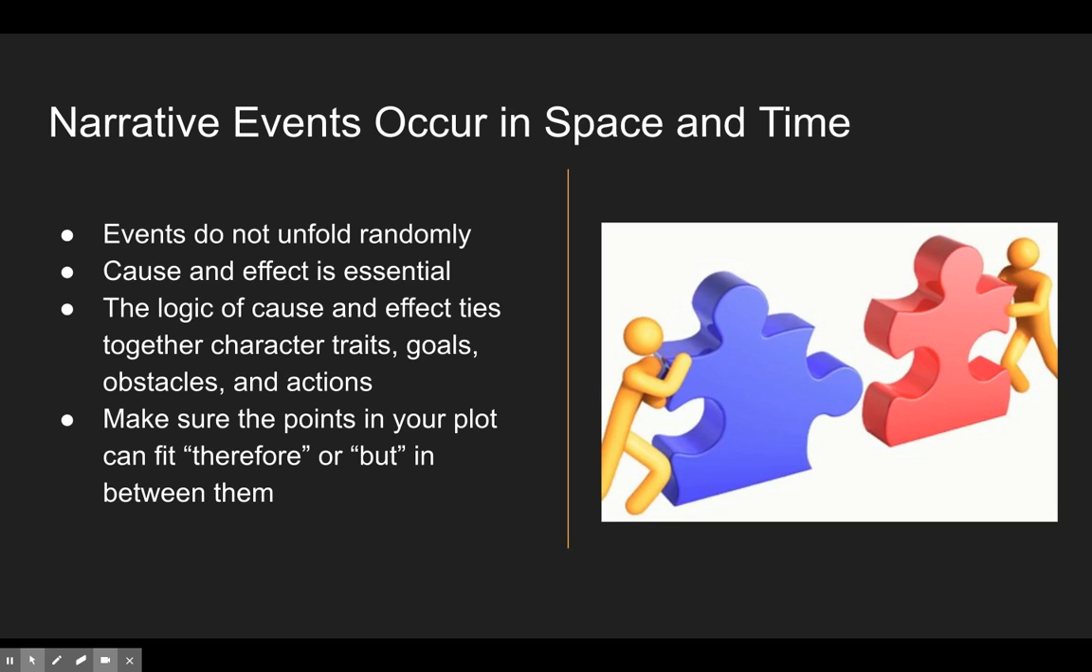Narrative events occur in space and time. So when you are writing a narrative, you want to make sure the events do not unfold randomly. It's really important that the cause and effect relationship between those events is clear. So the logic of cause and effect ties together character traits, goals, obstacles, and actions. Make sure the points in your plot can fit "therefore" or "but" in between them.